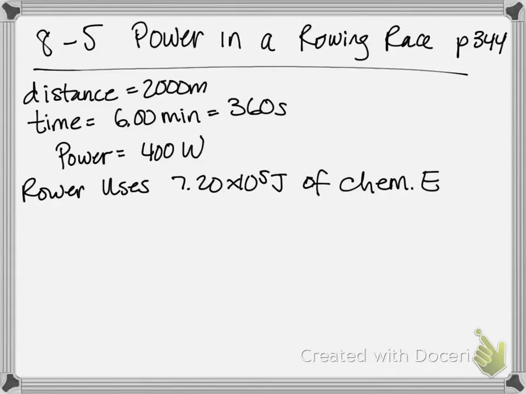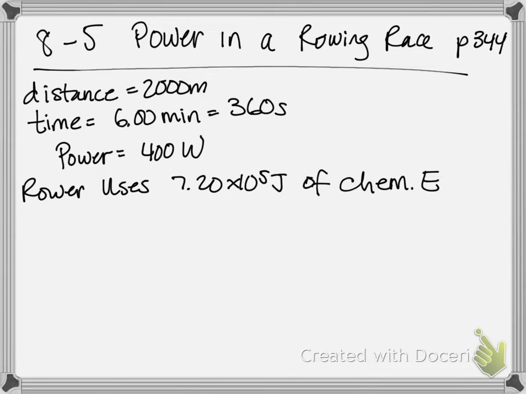This is sample 8-5, power in a rowing race, from page 344. In this rowing race, we're given a little bit of information. The distance is 2,000 meters. The time is 6 minutes, which you need to convert to seconds. We're told that the rowers have an average power output of 400 watts and that they use 7.2 times 10 to the 5th joules of chemical energy.